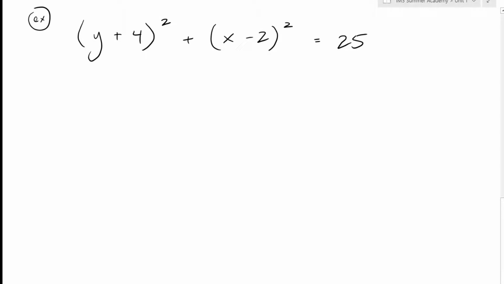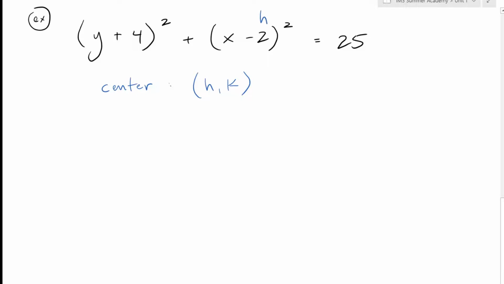Let's say they give us y plus 4 squared plus x minus 2 squared equals 25, and they want us to graph it. So again, we want to start with the center of the circle. The center is given by (h, k). And remember, h is always with the x. So if I get a little sloppy and just say x is always going to be that first number, not quite true this time. X is over here.